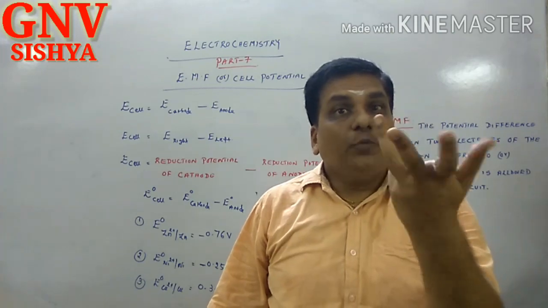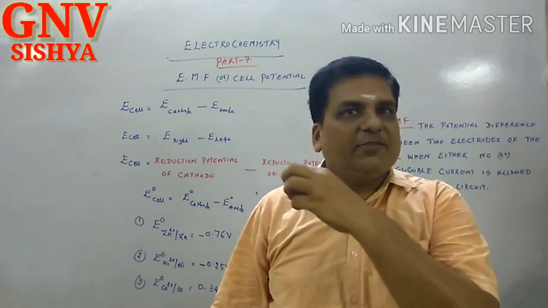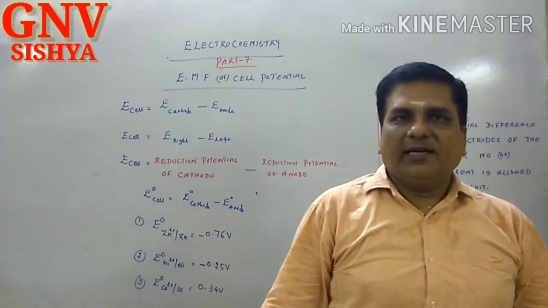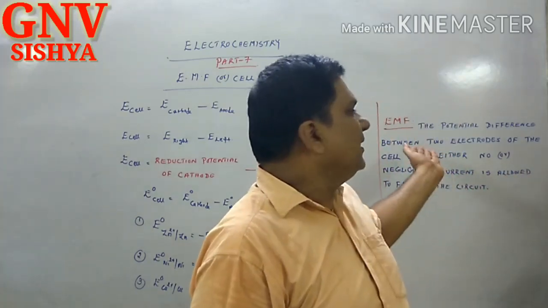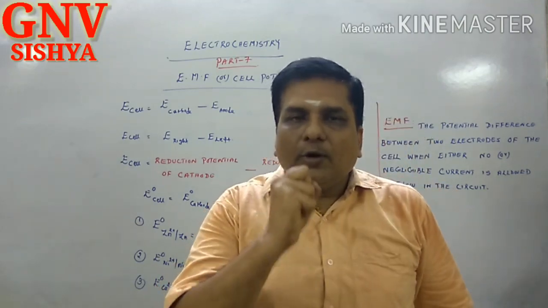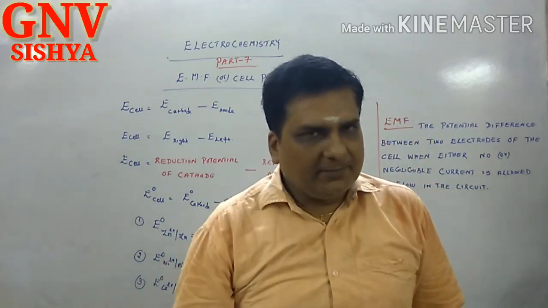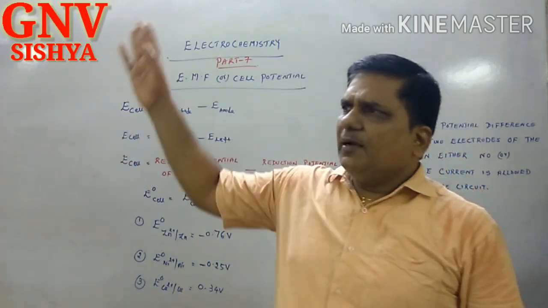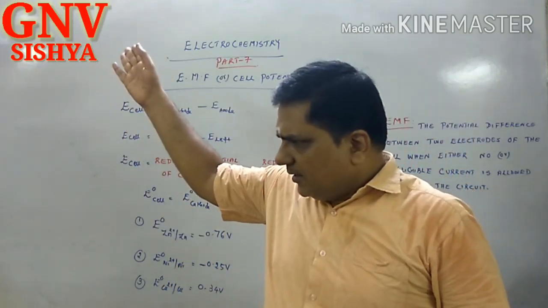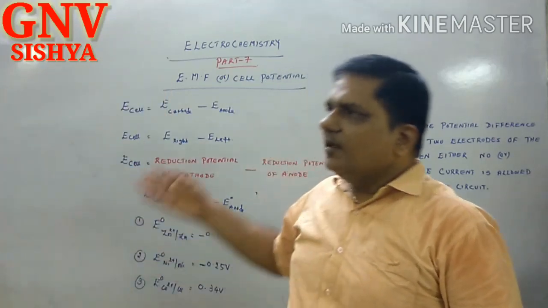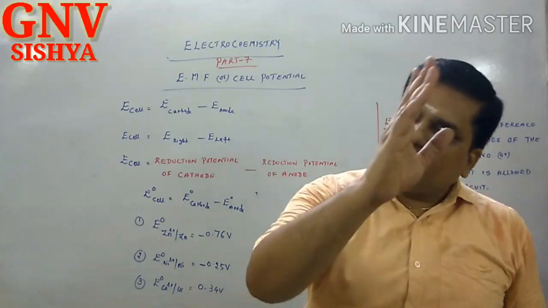Correct? If there is no potential difference now, electrons will not flow, current will not flow. Correct? That difference is called what? EMF. Okay. Next important point, how are you going to determine the EMF of the cell? Some of the students will say, sir, sum up the electrode potential of the anode of the cell and the cathode of the cell. Very good.